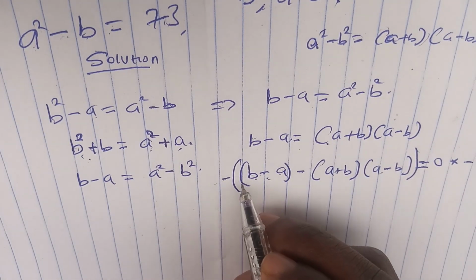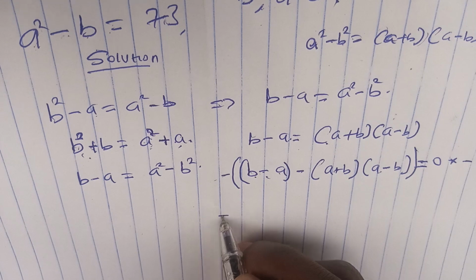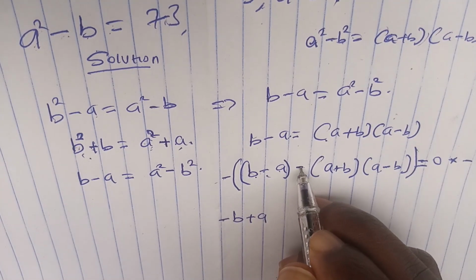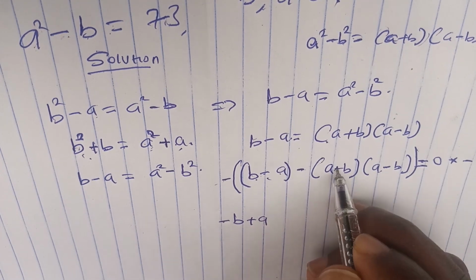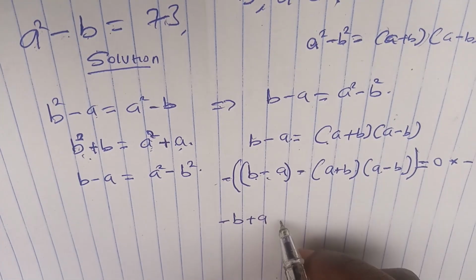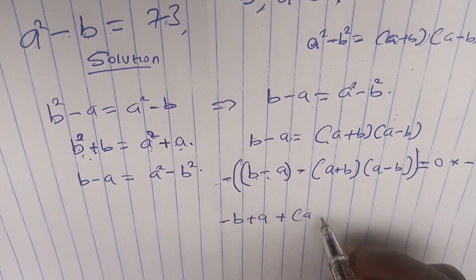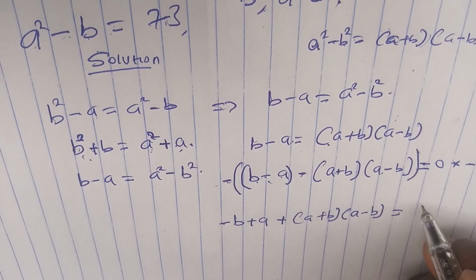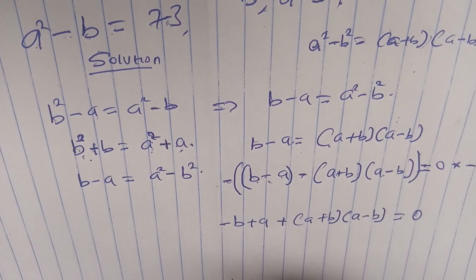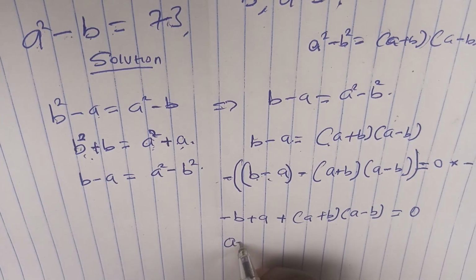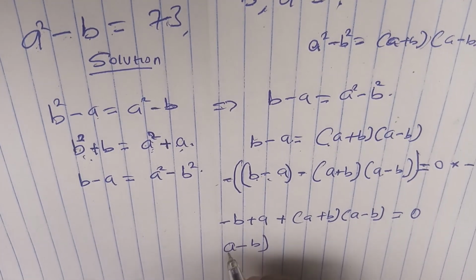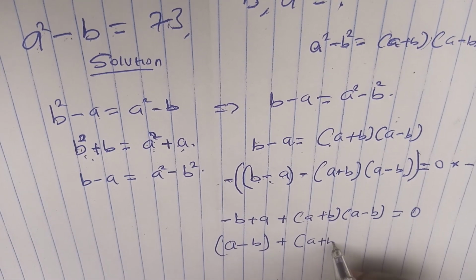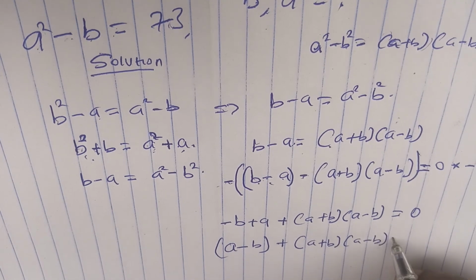If you open the bracket with the negative sign, we have −b + a. The sign on the second term turns positive because the negative affects these two. So we have (a − b) + (a + b)(a − b) is equal to 0. We can't have a negative 0, so we just put 0 there.